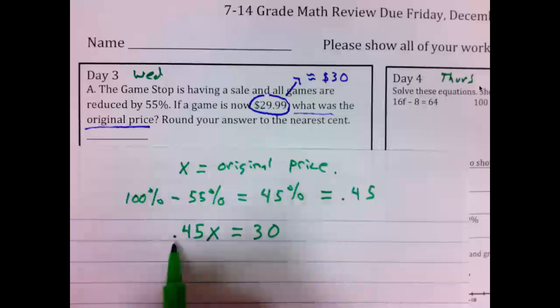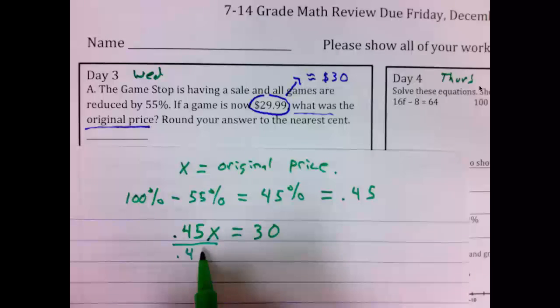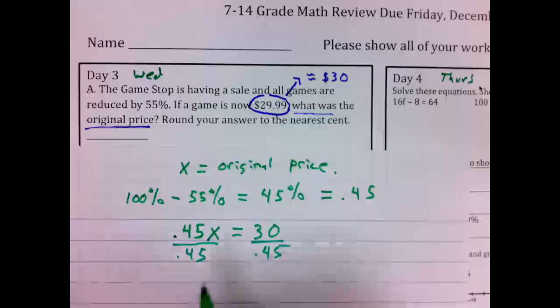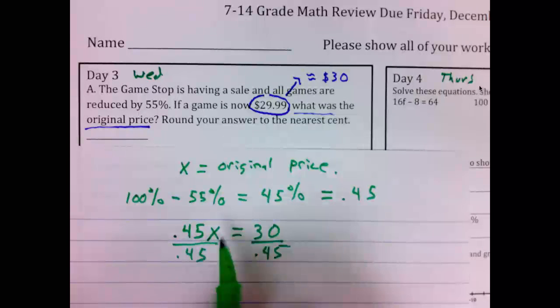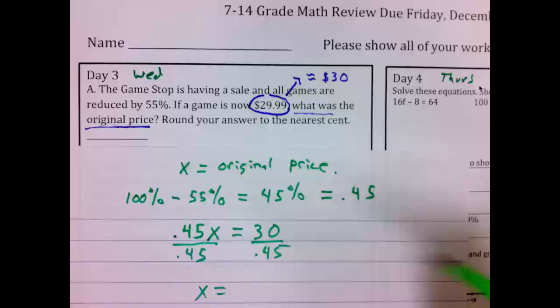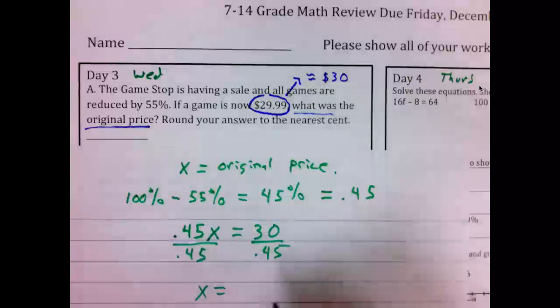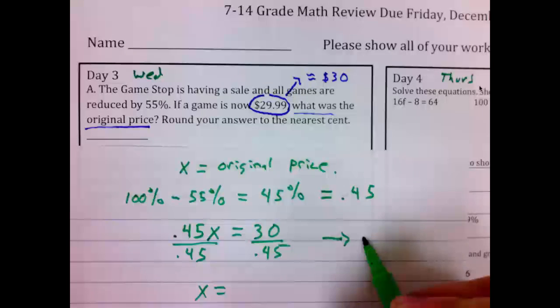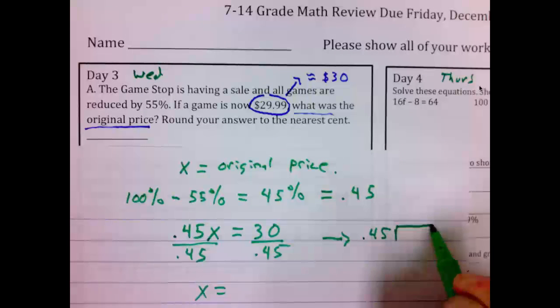Since these are multiplied, we will undo by division, dividing by 0.45 on both sides. All right. 0.45 divides 0.45 to leave X. And over here we have 30 divided by 0.45. That's going to be a little bit of a tricky decimal division. I'm going to come over here to my scratch paper. 0.45 divide into 30.